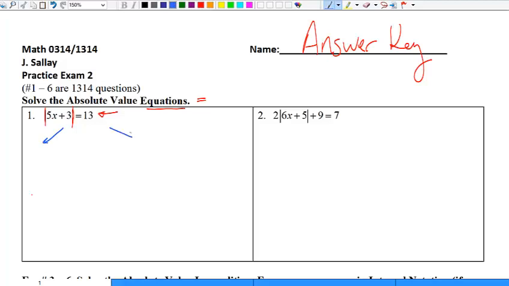The rule says for equations, we need to break it up into two equations. Either the inside of the bars, 5x plus 3, can equal negative 13, or the inside 5x plus 3 could equal positive 13. The reason is because if the inside, the 5x plus 3, turned out to be positive 13, then the absolute value of positive 13 is still 13. Yay, it works. If the inside 5x plus 3 turns out to be negative 13, well, then the absolute value of negative 13 is still 13, and it still works. So at this point, all we need to do is solve.